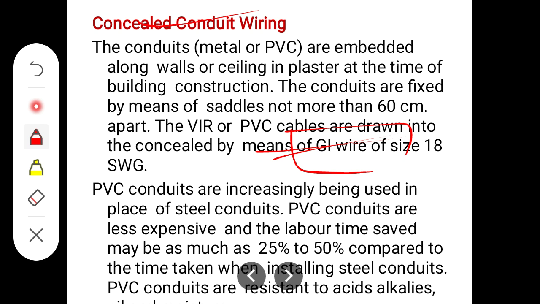Here the VIR and PVC cables are drawn into the concealed conduit by means of GI wire, which is 18 SWG. Now PVC conduits are increasingly used in place of steel conduits. The PVC conduits are less expensive, and labor cost should be 25% to 50% less compared to other conduit installations, because the cost will increase depending on which type of conduit you are using.